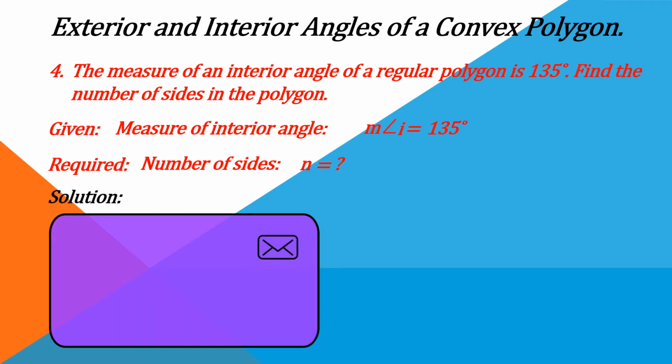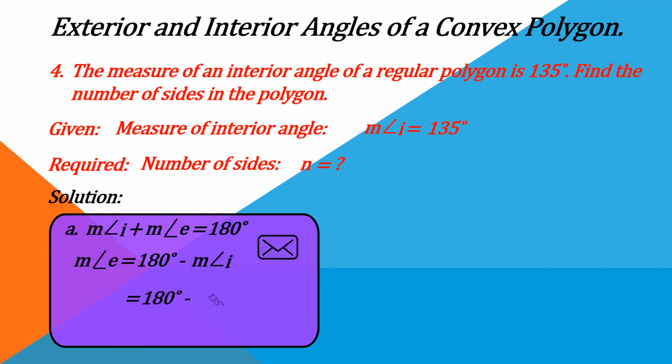And for our solution, the measure of the interior angle plus the measure of the exterior angle is equal to 180 degrees. Substitute our value of the measure of the interior angle and subtract it from both sides of the equation. What we have now is the measure of the exterior angle is equal to 180 degrees minus the measure of the interior angle. And the value for the measure of the exterior angle is equal to 180 degrees minus 135 degrees, or it is simply equal to 45 degrees.